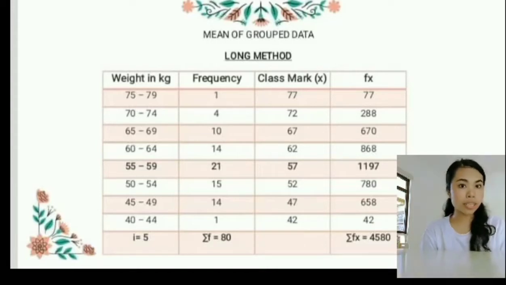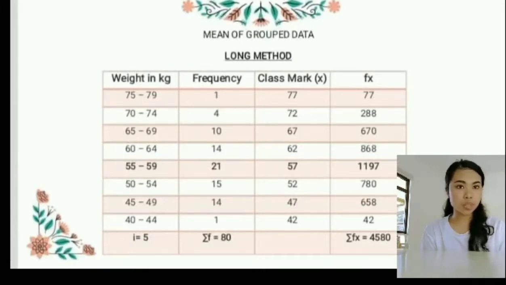In getting the fx, we just simply multiply the frequency and the class mark. 1 times 77 equals 77. 4 times 72 equals 288. 10 times 67 equals 670. 14 times 62 equals 868. 21 times 57 equals 1197.